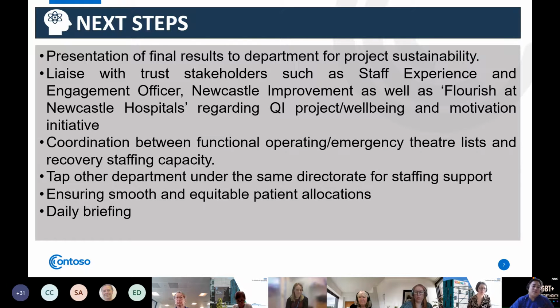Also in my part, I managed some liaison with the different trust stakeholders, such as the Staff Experience and Engagement Officer, Newcastle Improvement, and Flourish, regarding the QI project and the Wellbeing and Motivation Initiative.